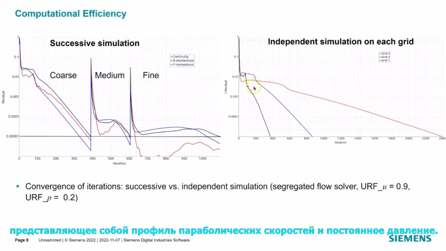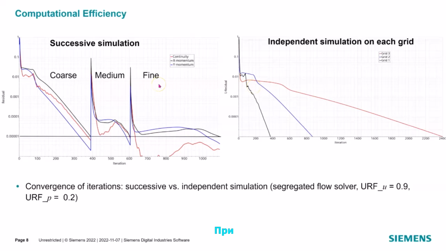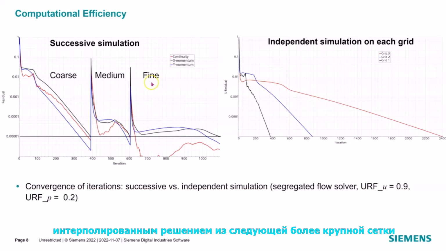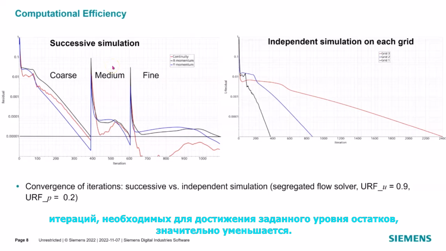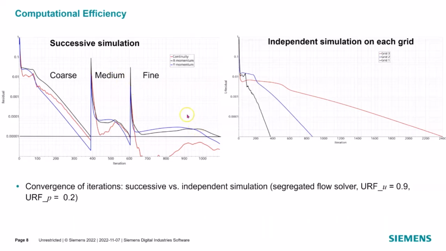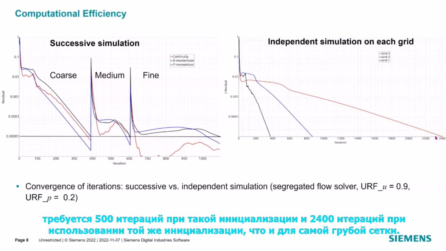and constant pressure. By initializing the variables on each finer grid with the interpolated solution from the next coarser grid, initial residuals on finer grids are smaller and the total number of iterations required to reach the given level of residuals reduces significantly. For the fine grid, 500 iterations are needed with such initialization and 2400 iterations when using the same initialization as for the coarsest grid.